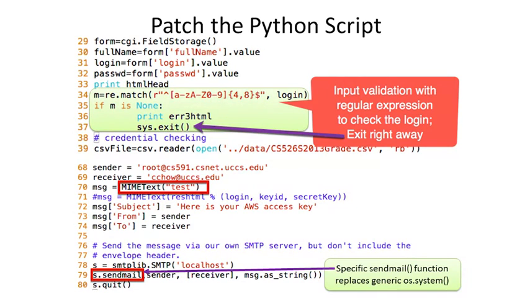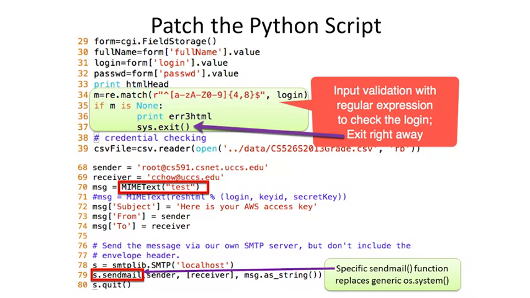Here we show how to patch this Python script. Between lines 34 and 35, we insert the regular expression matching function. If the result is not matched, we print out the error message and use the sys.exit function to exit right away. The input validation code is inserted right after the input data, as you see right there. After we read the full name, login, and password, we insert that input validation code.